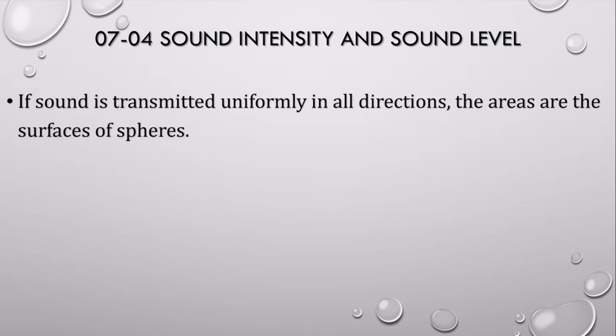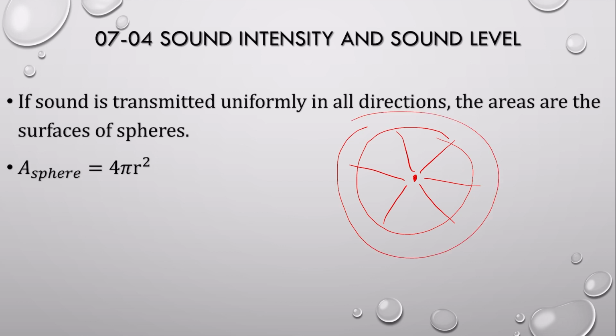If the sound is transmitted uniformly in all directions, then the areas are surfaces of spheres. It's going the same distance, the same amount in all directions, and makes spheres. The area of a sphere is 4 pi r squared. So the intensity that's transmitted uniformly is the power over 4 pi r squared.